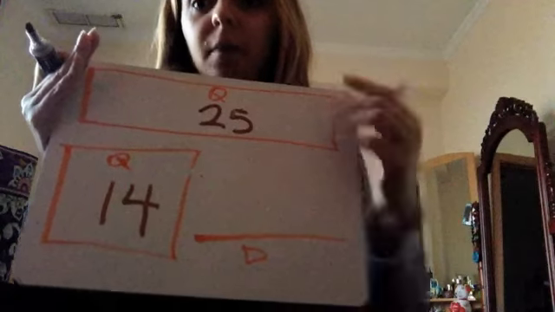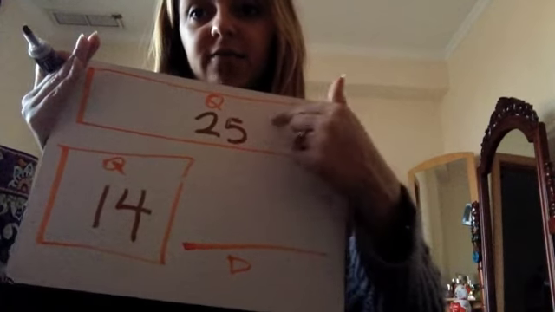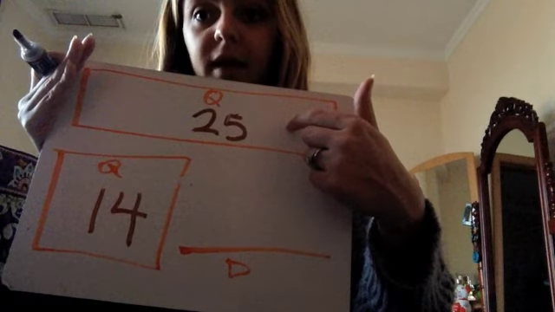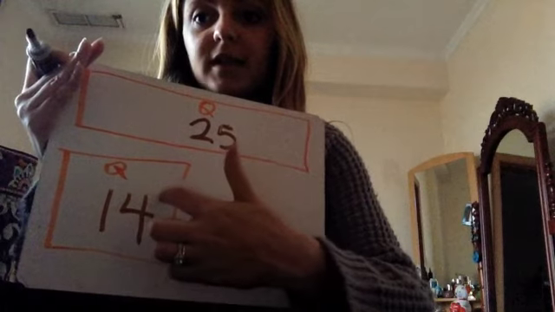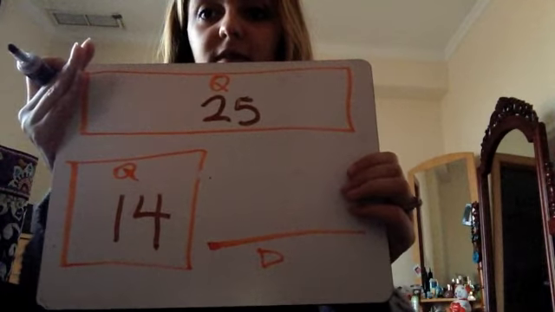I can count up from 14 to 25. I can start at 25 and count backwards to 14. Okay, or I can work with base 10 blocks. Okay, I could draw out 25 base 10 blocks and cross out 14. Okay, so there's a couple different methods to do.